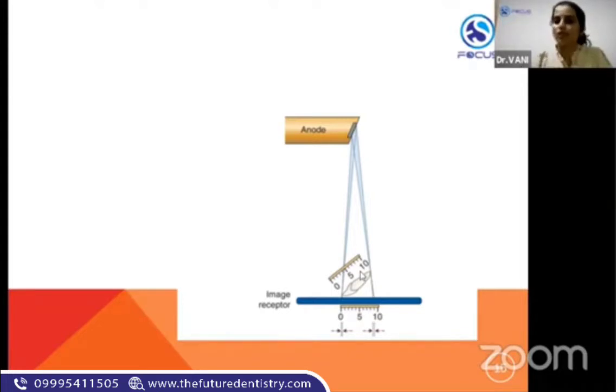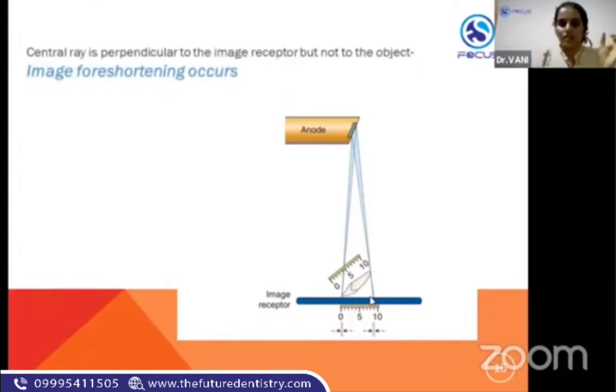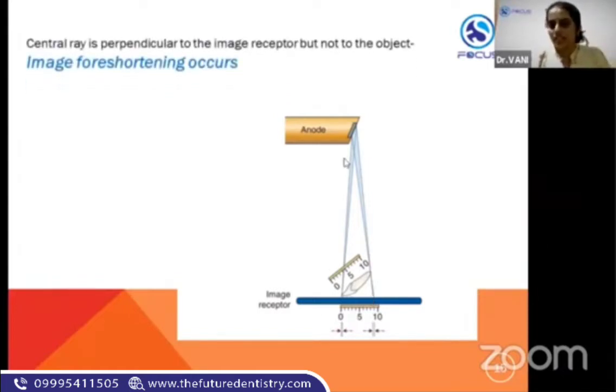Okay, is it foreshortening or elongation? Very good. It is foreshortening. Because see, this is the actual size of the object, but only this portion gets imaged. So the object size gets foreshortened, right? So here the central ray is only perpendicular to the image receptor and not to the object, and apart from that, the receptor is not kept parallel to the long axis of the object. So that leads to image foreshortening.